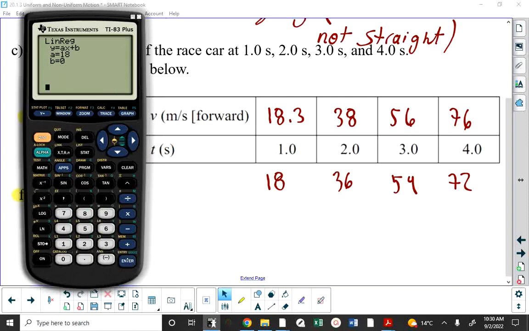The equation is y equals 18x. Well, the slope is 18 then, right? But the slope is the acceleration. Let me back up and do that again. Does yours show something different? Yes. Can you show me what it shows?